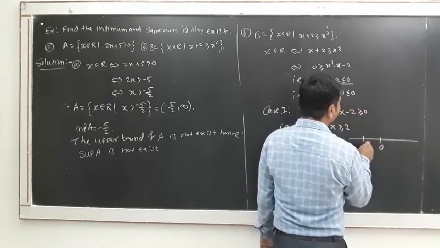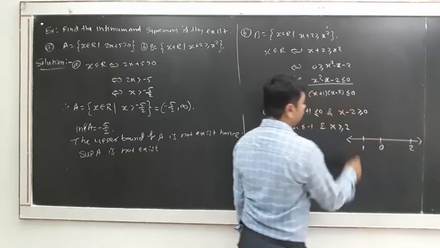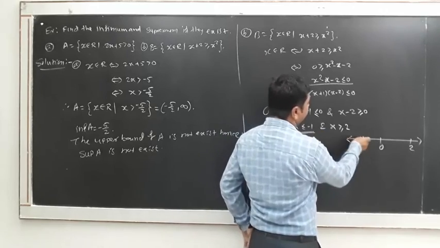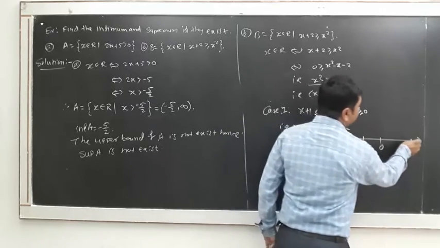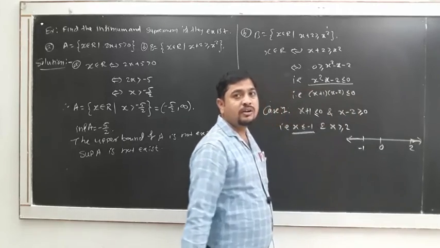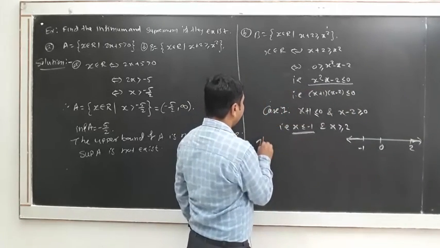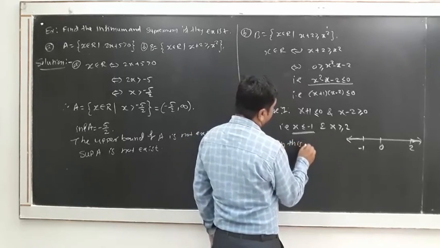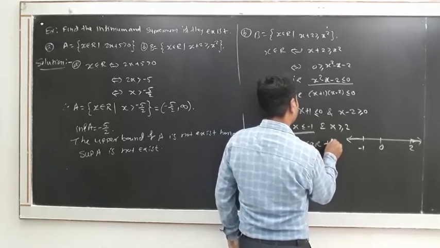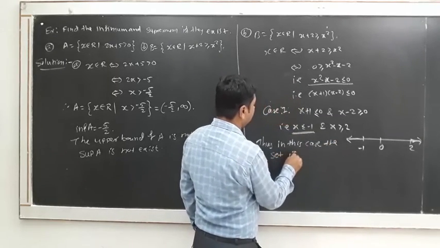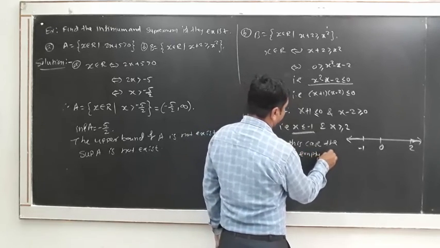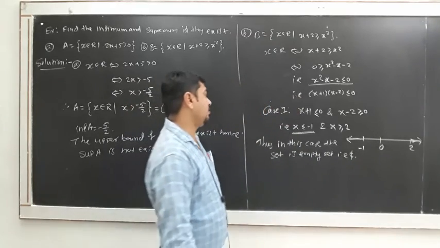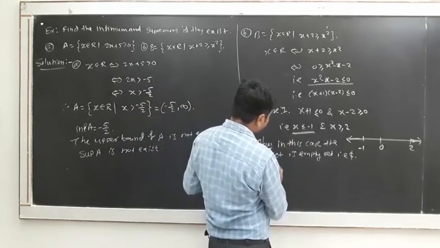Is there any common part? Suppose this is 0, this is 1, this is 2. Okay, this is minus 1. So what we can get, this means what? x is less than, that means this part. x is greater than, that means this part. Is there any common? No. So we can say that, thus in this case the set is empty. That is, in this case it is not possible, we can say.